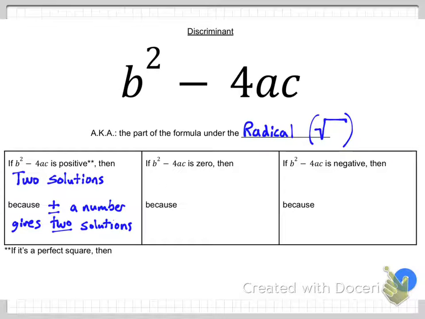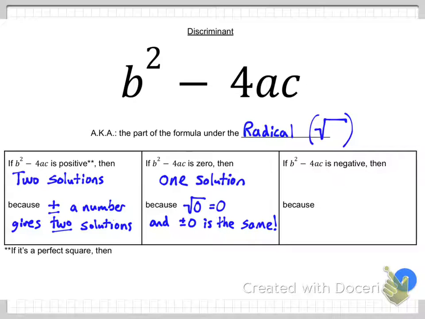If, however, b squared minus 4ac is exactly 0, then we have one solution. The reason for that is because the square root of 0 is 0, and plus 0 and minus 0 are the same number. So it only gives us one solution.